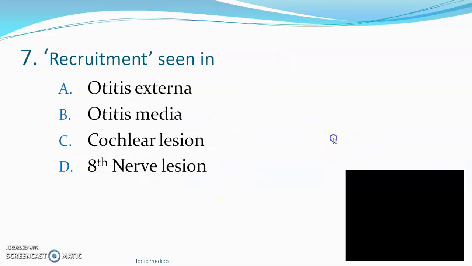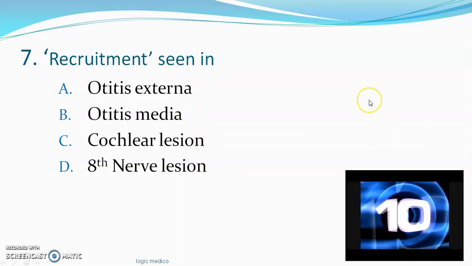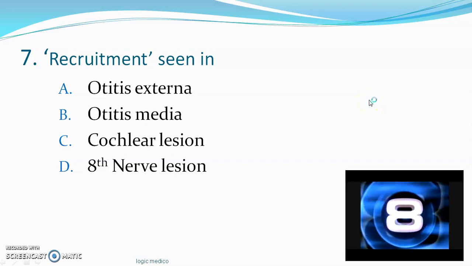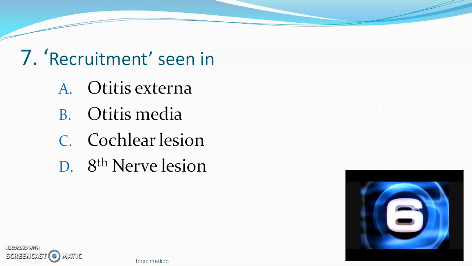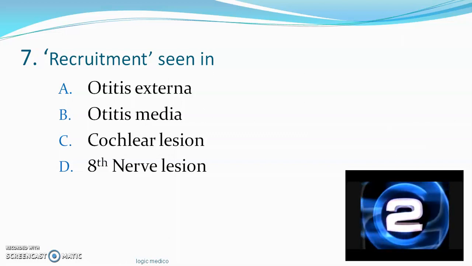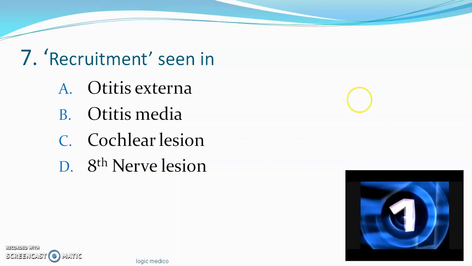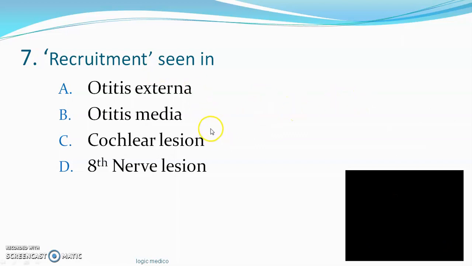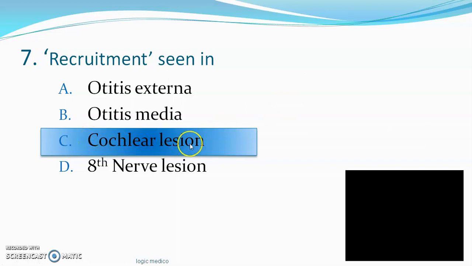Next question. Recruitment is seen in which of the following? Options: otitis externa, otitis media, cochlear lesion, 8th cranial nerve lesion. Your time starts now. So what is recruitment and what is the answer? Okay, cochlear lesion is the answer.